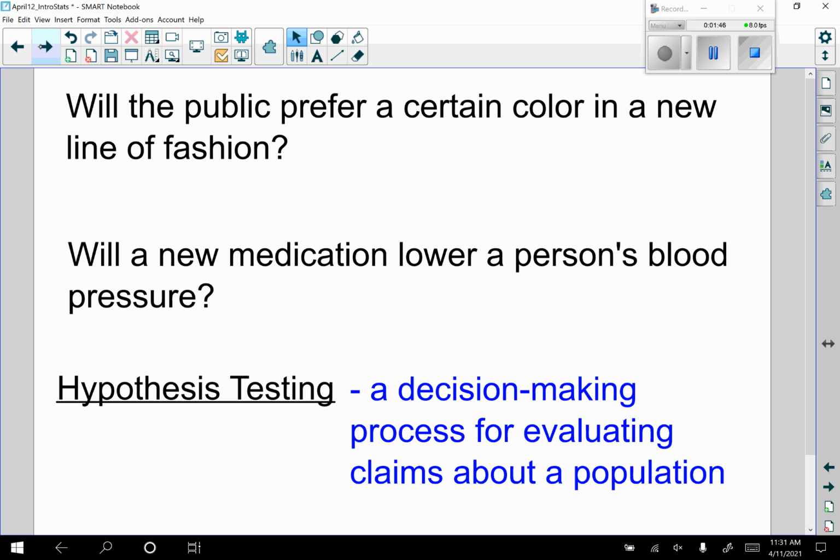So hypothesis testing is a decision-making process for evaluating claims about a population. Very important definition right there. So please make sure as you copy this down, you put a little star next to it, highlight it. Very important definition.